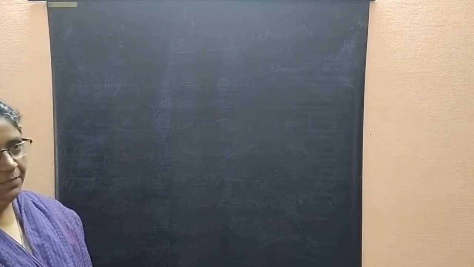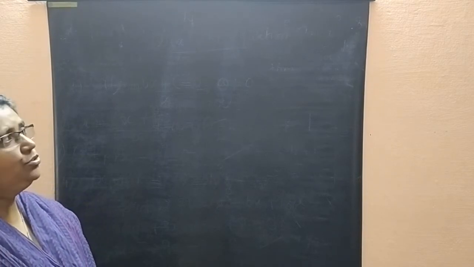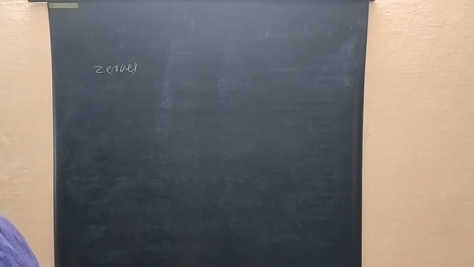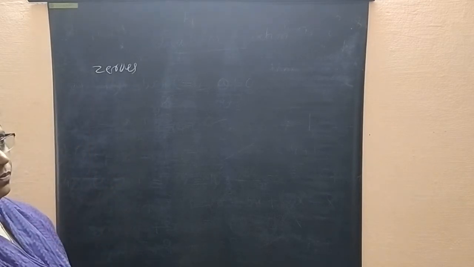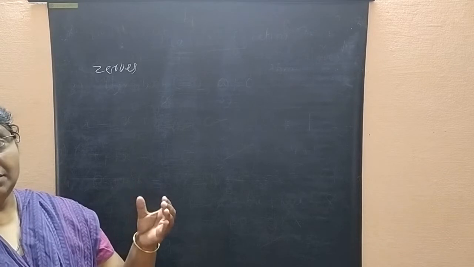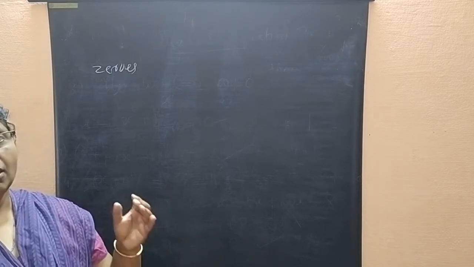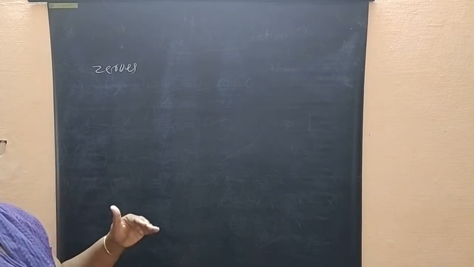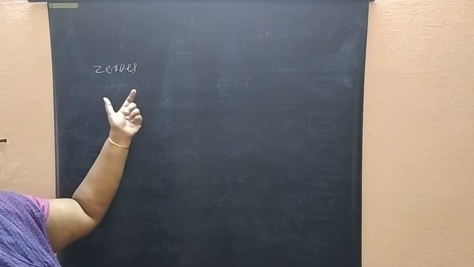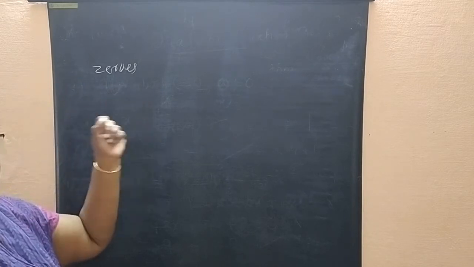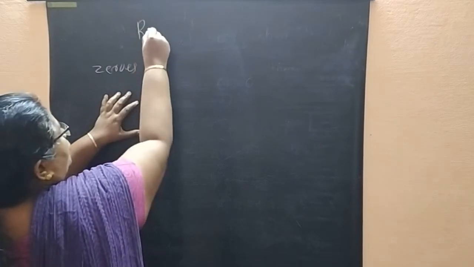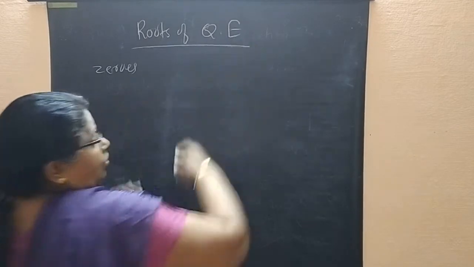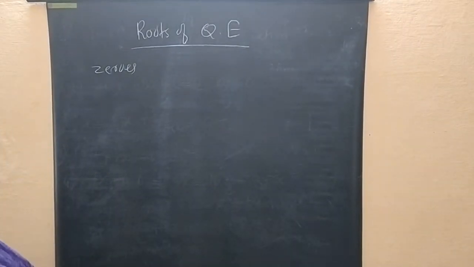In the quadratic polynomial chapter, you studied how to find the zeros of a polynomial. For finding the zeros of the polynomial, the main method we used is the factorization method or splitting the middle term method. In this chapter, the zeros of a quadratic polynomial have the same meaning as the roots of a quadratic equation. Roots means the same as zeros.